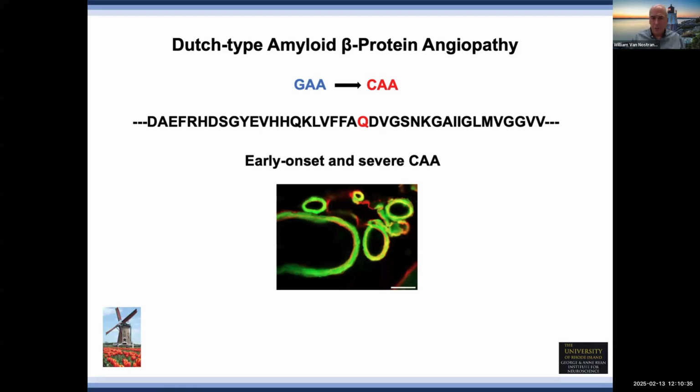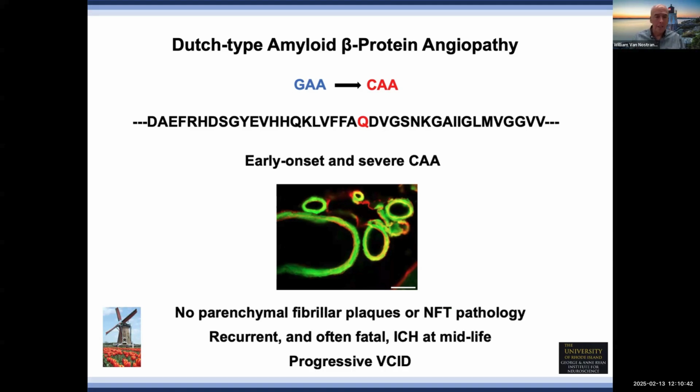Here's an example of a patient with Dutch type CAA, and you can see the extensive amount of amyloid accumulated within the vessel walls of these patients. Now, despite the fact that they develop very early onset and severe CAA, they do not develop parenchymal fibrillar amyloid plaques that are typically seen in Alzheimer's disease, nor do they develop neurofibrillary tangle pathology. However, these patients do develop recurrent and often fatal intracerebral hemorrhages at midlife, and they develop progressive vascular cognitive impairment and dementia.